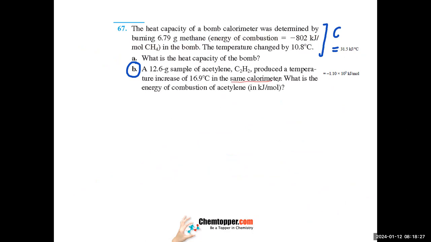Same bomb calorimeter. We are not changing the bomb calorimeter, so this heat capacity is valid here also. They are asking you to calculate the energy of combustion, meaning delta H of combustion of acetylene. Don't worry about the name. The formula is given. So delta H naught combustion of acetylene in the bomb calorimeter is minus Q water over n.